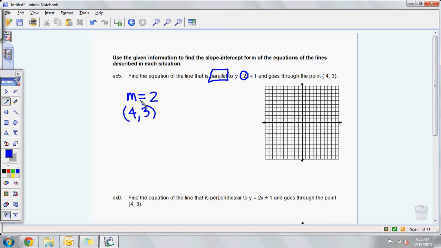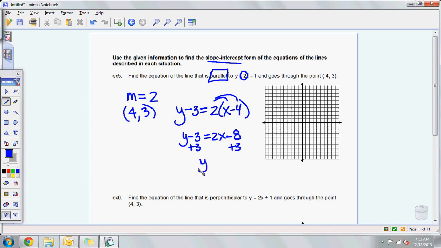So we're going to do point slope form. So y minus 3 equals 2 times (x minus 4). And it has to be in slope intercept form. So we're just going to convert it or change it like we're used to. So we're going to have y minus 3 equals 2x minus 8. And we're going to do the opposite, add 3, add 3. So y equals 2x minus 5. So there's our equation.